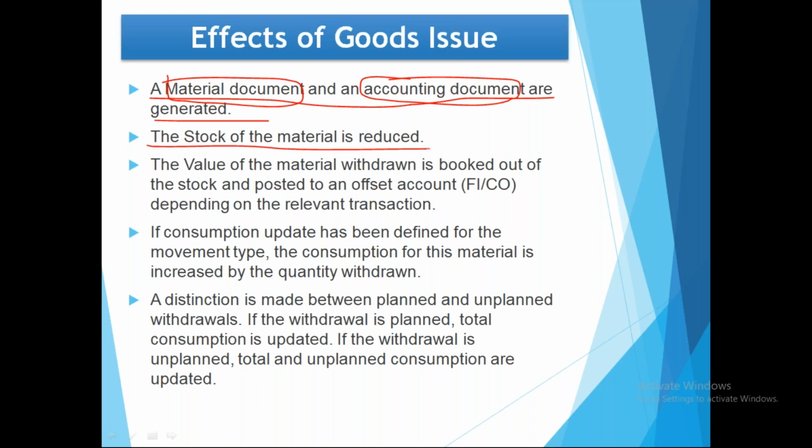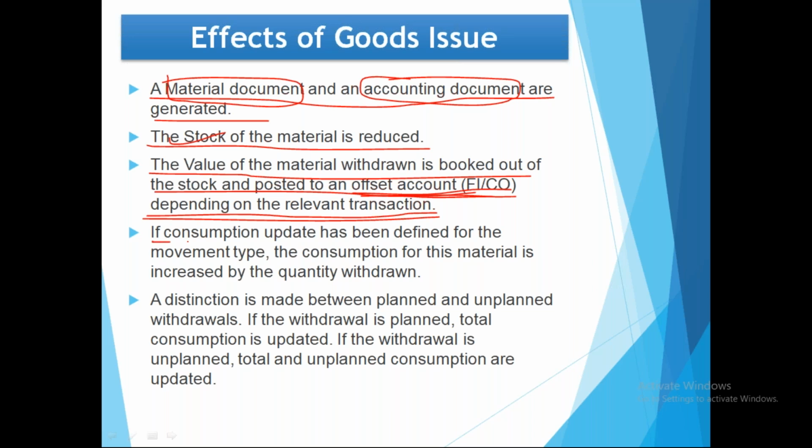In case of goods issue, the stock of the material is reduced. In case of GR, stock is increased. In case of GI, goods issue, the stock of the material is reduced. And the value of the material withdrawn is booked out of the stock and posted to an offset account, depending upon the relevant transaction. So the stock value will be posted to an offset account, which is from the finance side of SAP. That is the one thing.